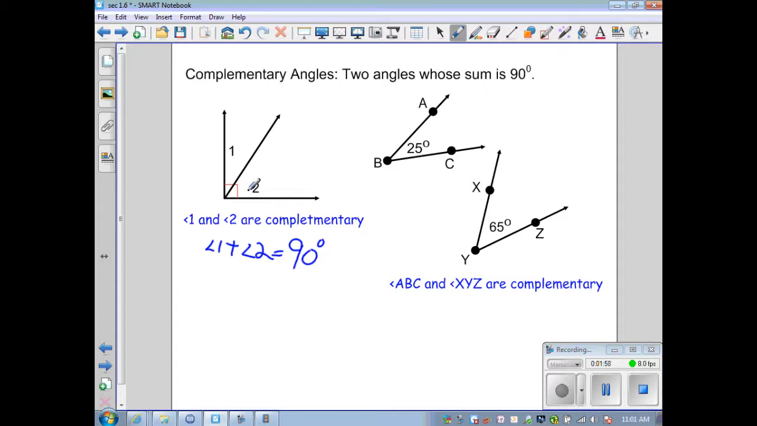In the next diagram, I have angle ABC and angle XYZ are complementary. Therefore, if I add up these two angles, 25 degrees plus 65 degrees, they will add up to 90 degrees. Therefore, these two angles are complementary. This just tells me that the angles that are complementary can be adjacent or they can be non-adjacent.